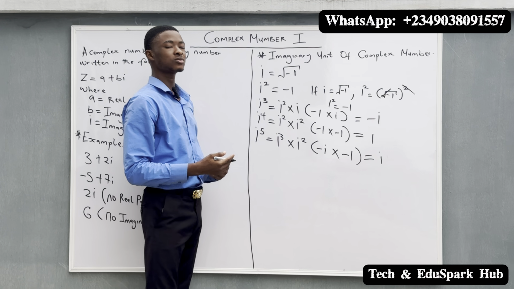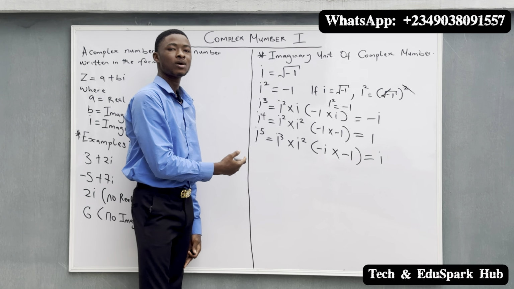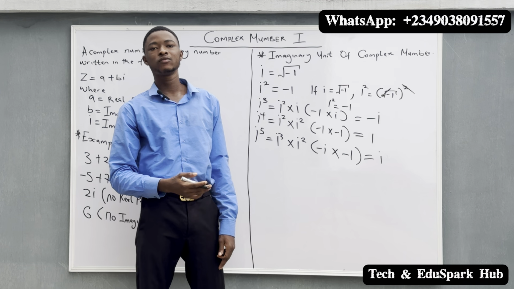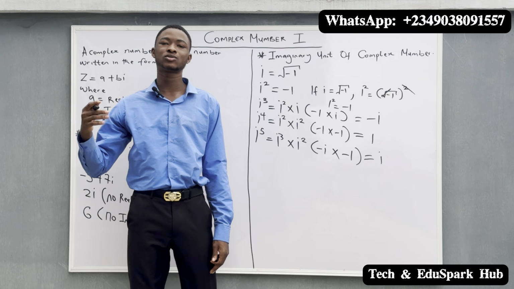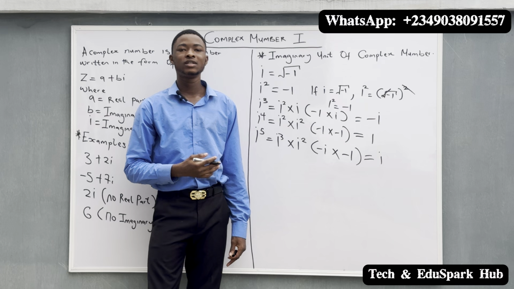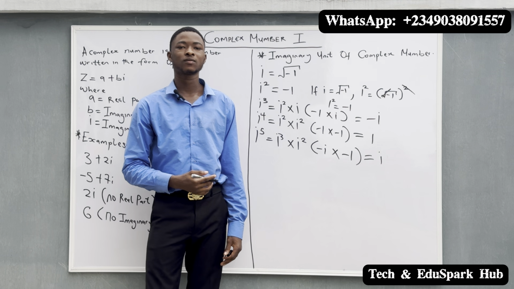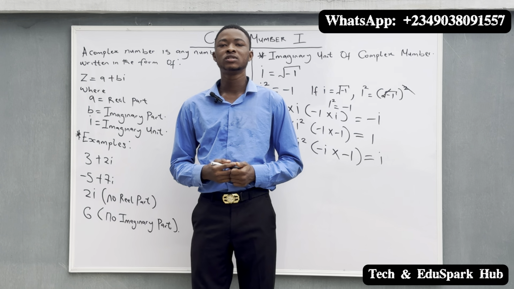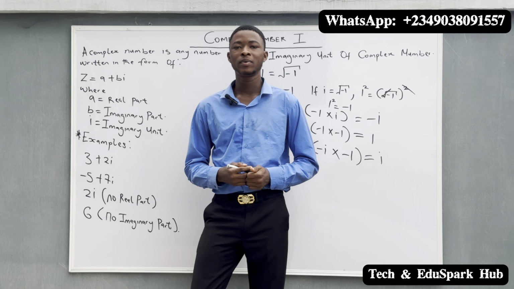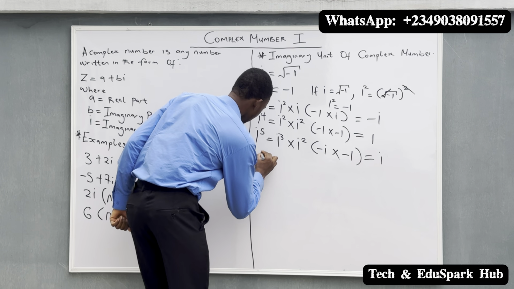So it continues and continues like that. You can find i raised to power 6, you can find i raised to power 7, you can find i raised to power 8, and so on and so forth. And this will be all on the imaginary units of the complex number. Next up, we'll be moving to the real and imaginary parts of complex number. So let me write that down.